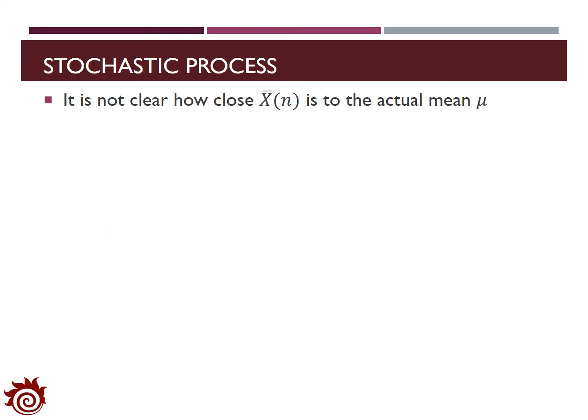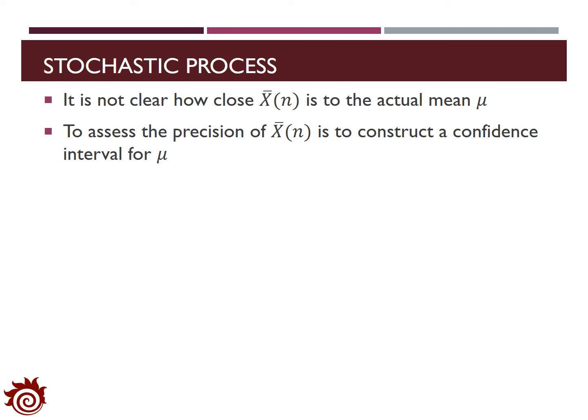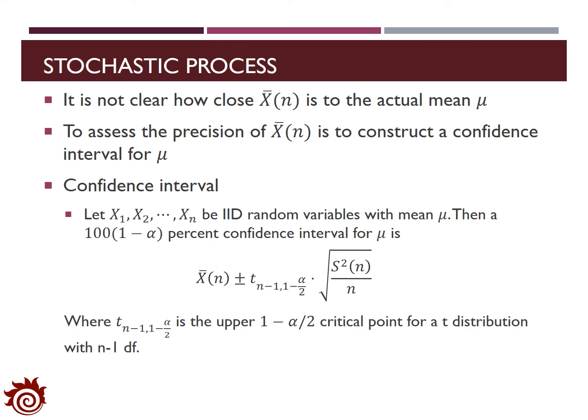Well, the previous formula just shows how we can estimate x bar, but we still don't know how close the value of x bar is to the actual mean mu of the whole population. Then to assess the precision of x bar, we need to construct a confidence interval for the true expected value mu. The confidence interval could be identified by the following equation.